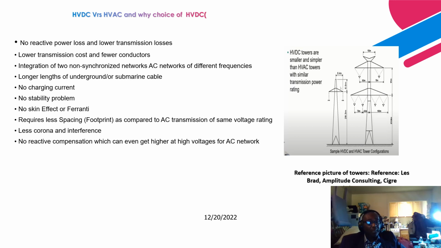Also, for HVDC, you wouldn't have reactive compensation. Remember I mentioned that for HVAC you require reactive power compensation, which requires installation of capacitors, at distances of 450 kilometers. So for a distance of 1,000 kilometers, for every 450 kilometers, you require reactive power compensation, and that requires you to build a substation that can house this reactive power compensation.